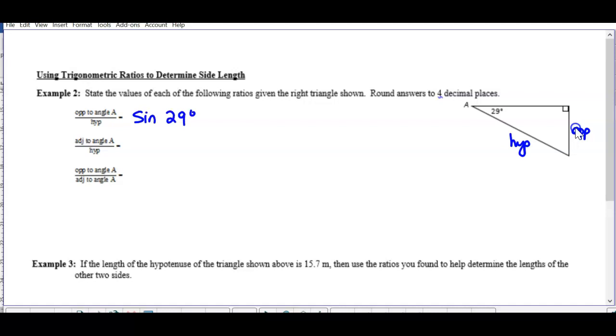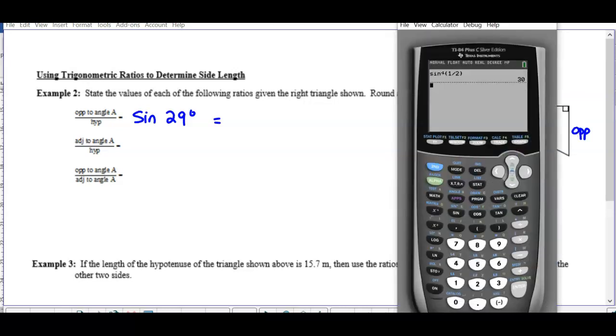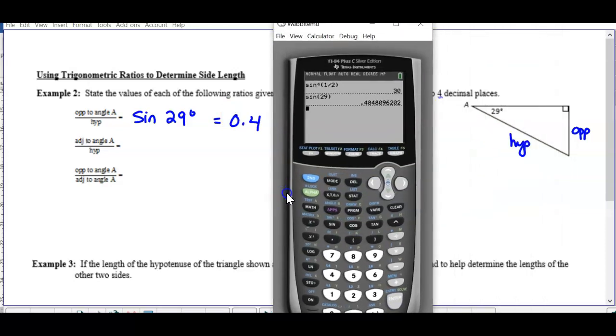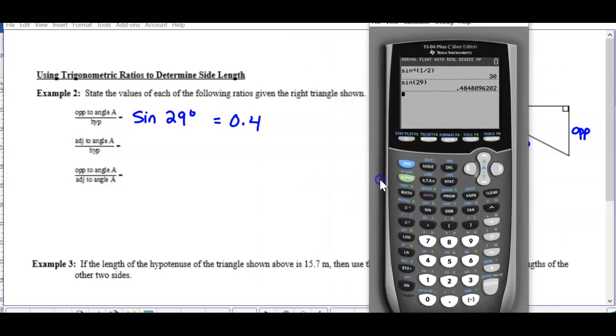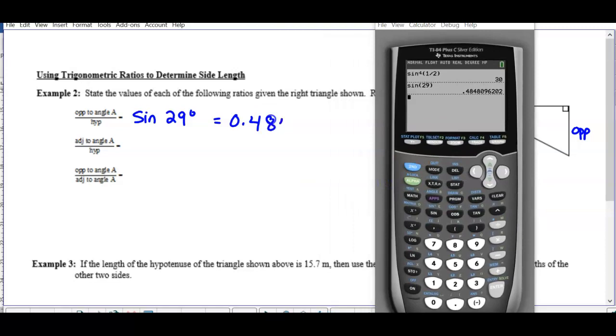In our calculator, we can do that. We don't know what those sides are, but we know the ratio of those sides because remember the ratios are stored in our calculator. So now we just go regular sine of 29 degrees, and it's always going to be a decimal less than 1 for sine or cos. To 4 decimal places, 0.4848.